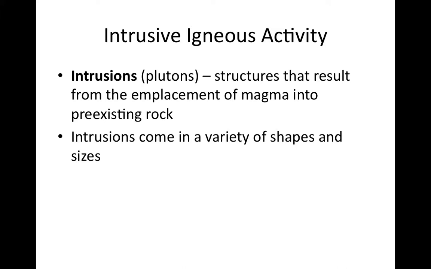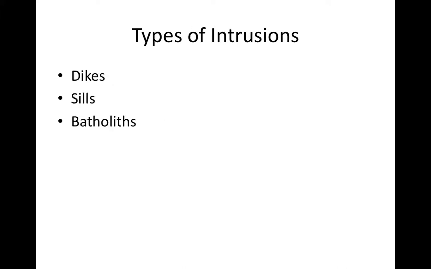So now we're going to talk about intrusive igneous activity. Intrusions, sometimes referred to as plutons, are structures that result from the emplacement of magma into pre-existing rock. So magma can move into and intrude into already existing rock and then slowly cool, or it doesn't have to be slowly, but then can cool to form igneous rock. These intrusions come in a variety of shapes and sizes. We're going to talk about dikes, sills, and batholiths.